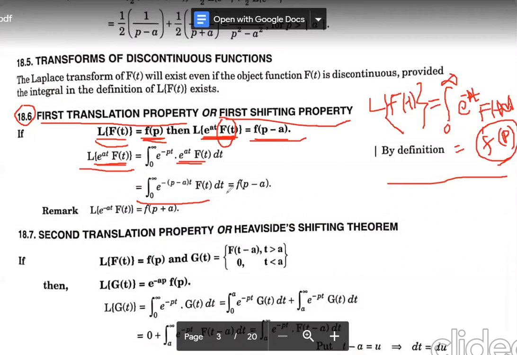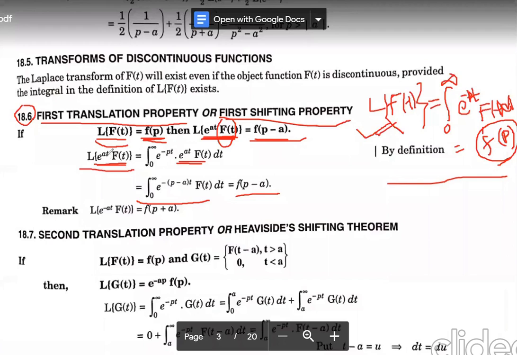So if you compare with this, what can you write? We can write f of p minus a. Is that clear? I have just used this definition and compared it with this.